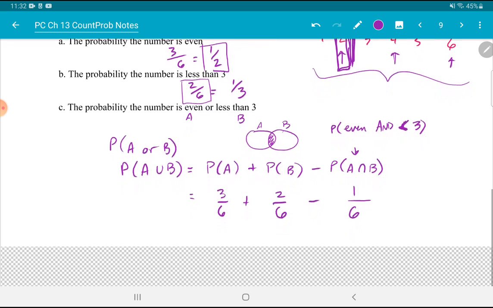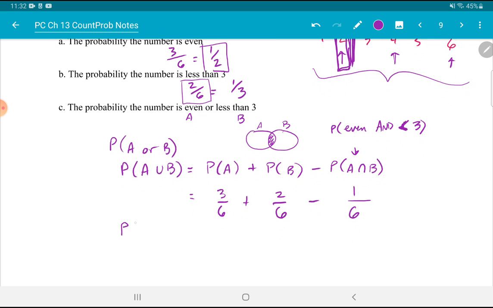Okay, so now in doing the math here, we can find the probability of getting an even number, I'll just write the words out, even or less than 3. It looks like our probability is going to be 3 plus 2, 5, 6, minus 1 is 4, 6, or that also simplifies to 2/3, just like that. Okay.